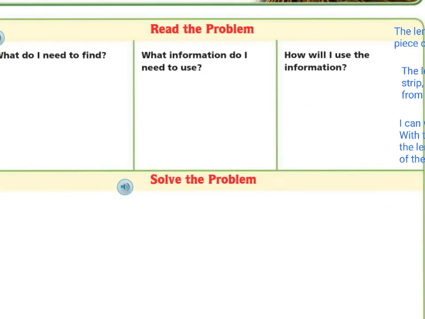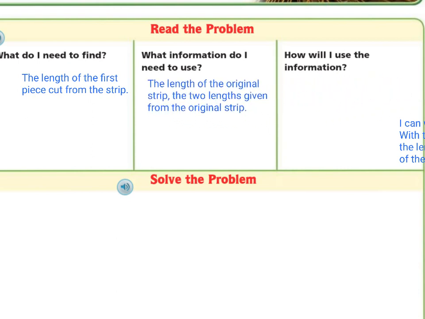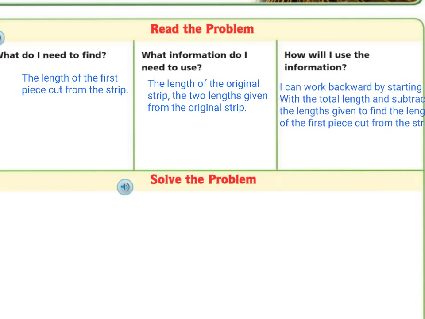So what do I need to find first? Well, first I need to find the length of the first piece cut from the strip. The information that I need to use is the length of the original strip and the 2 lengths that were given to me from the original strip. How will I use the information? Well, I can work backward by starting with the total length and then subtracting the lengths given and the length of the first piece that was cut. So let's solve the problem.